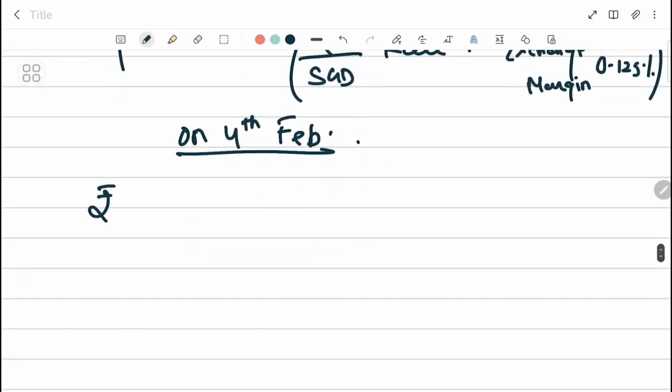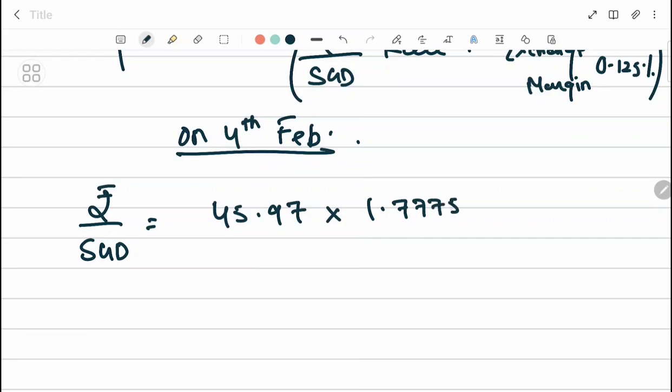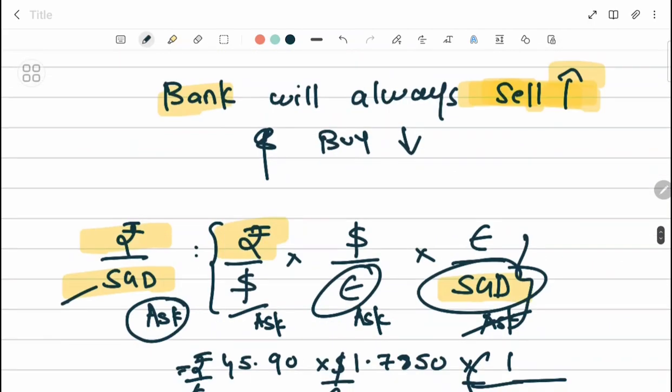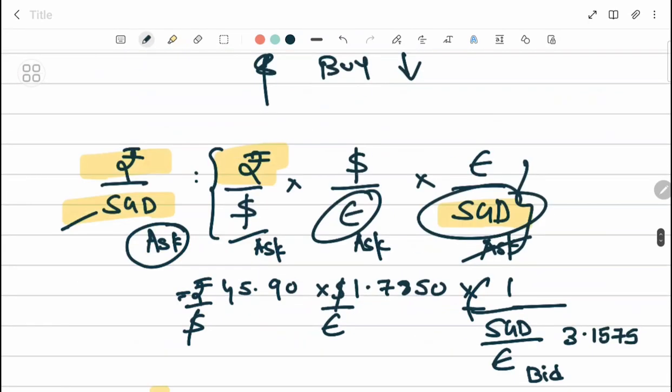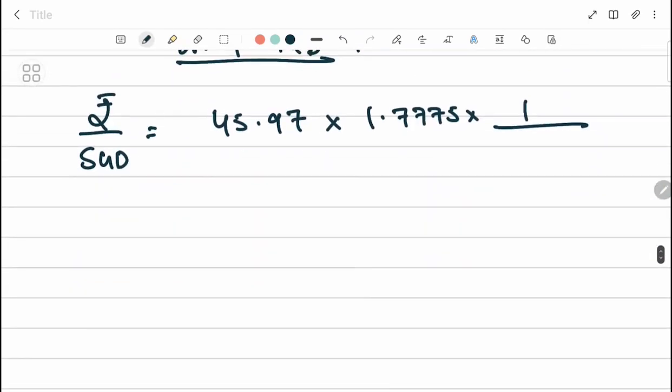So equal to 45.97 into 1.775 into 1 upon, what was the third rate, 3.1380. This is the bid rate, 3.1380. Okay, the currencies I have not written because if you cancel out, it will be similar as what we've done earlier on 28th of Jan. This will be 1 SGD.